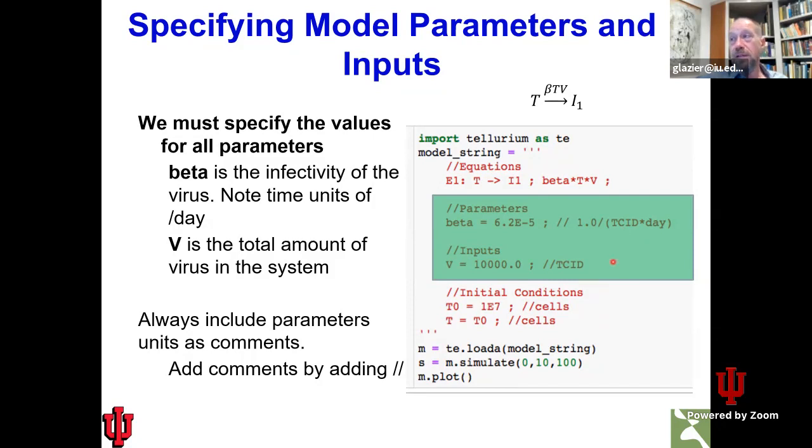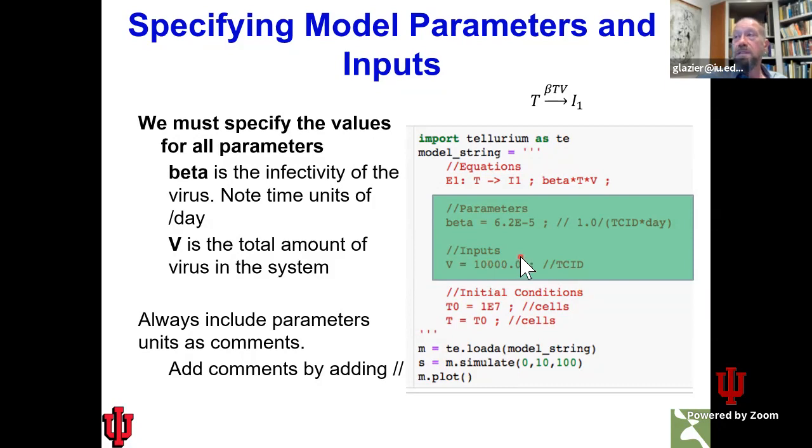And I have to specify the initial amount of virus. In this case, it doesn't change. It's a parameter, and it's 10,000 units of TCID. Doesn't really matter what that is, because what matters is the product. So 10,000, 10 to the 4th, times 6.2 times 10 to the minus 5 is 6.2 times 10 to the minus 1. So basically a cell has a probability of 0.6 per day of becoming infected. I have to say how many cells I initially have, 10 to the 7th. Again, for our purposes, it could be anything at the moment.